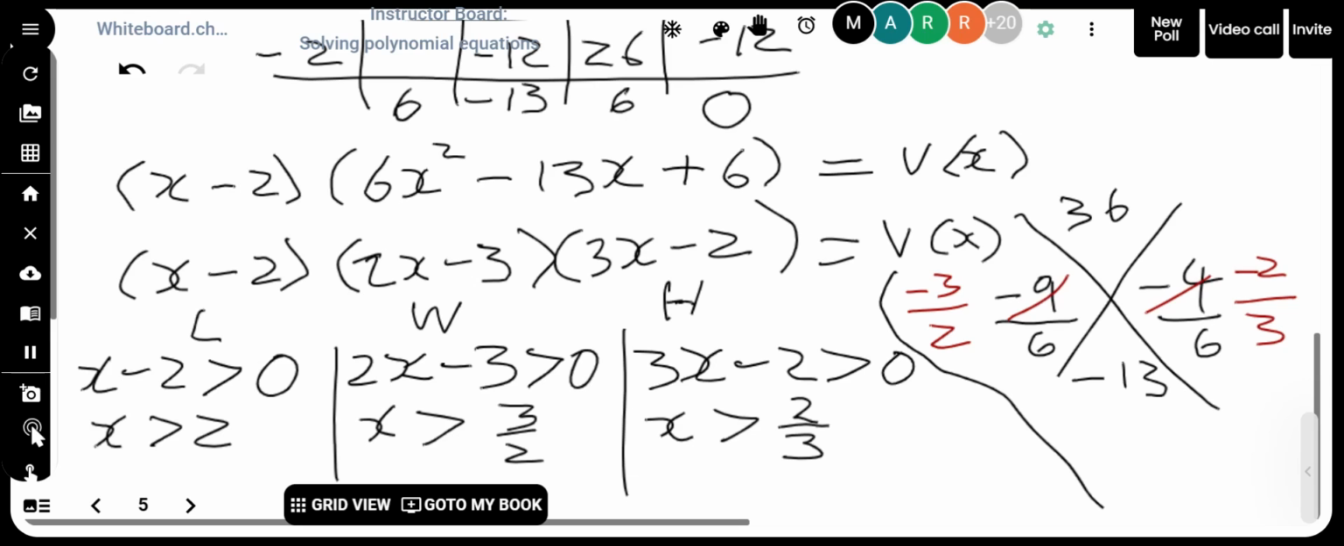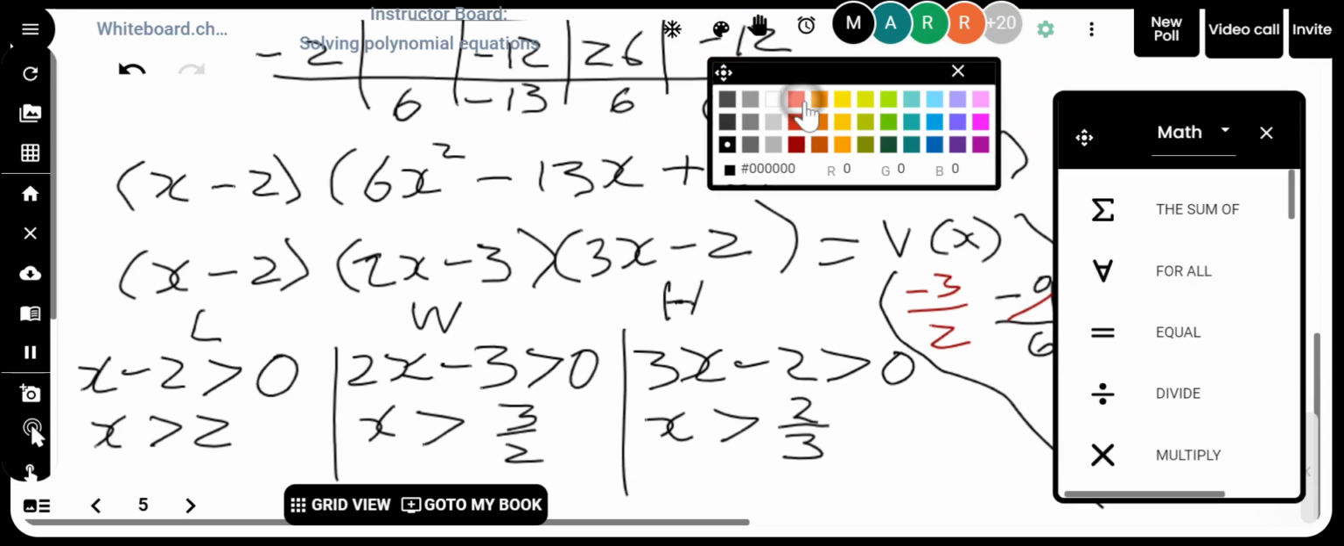If I have these three, I have to meet all conditions. I can't just meet one condition. I have to meet all three conditions. I have to be greater than 2, greater than 3 over 2, and greater than 2 over 3. Well, it turns out that if I just made x greater than 2, then that would make everybody else happy, right? So what I'm saying is this.